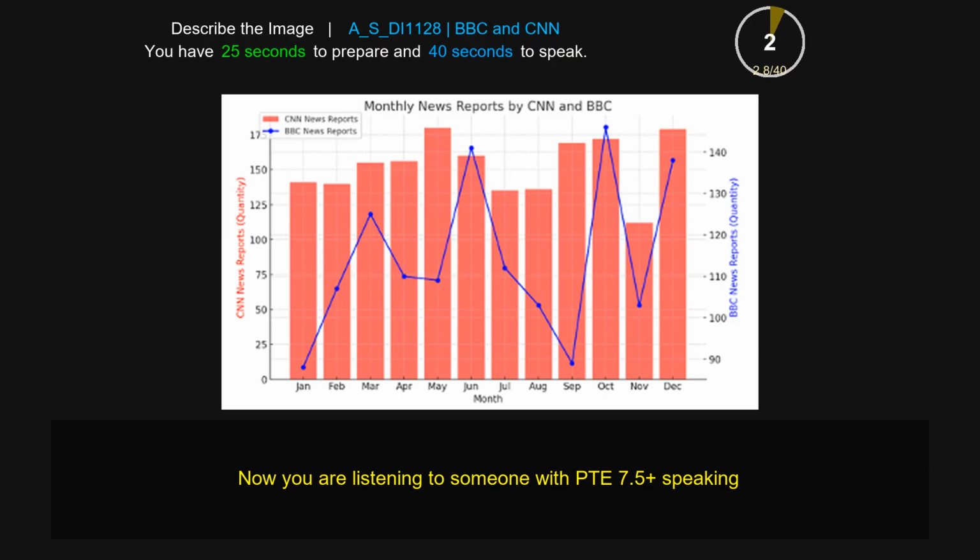In this pie chart, it gives information about monthly news reports by CNN and BBC. For BBC, in January it's minus 9%, and for March it is 110%. For June it is highest, which is 140%, and in September it decreased and got minus 90%, and it increased again in October, which is 1140% and above. For December, it is almost 140% too for BBC News. So this is the monthly report of BBC News.